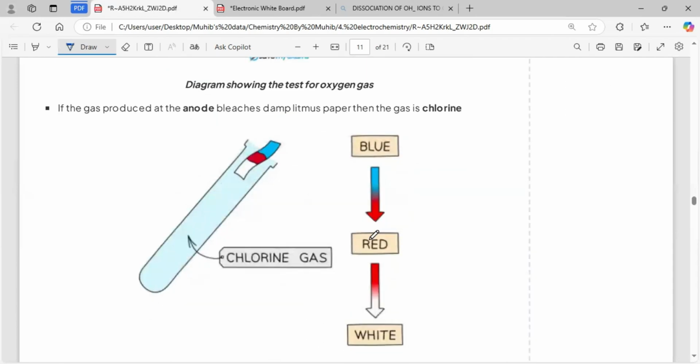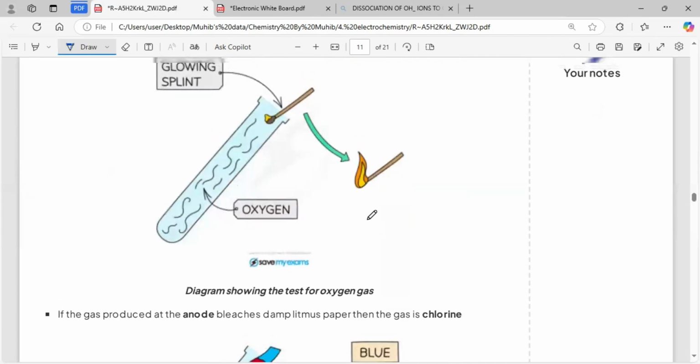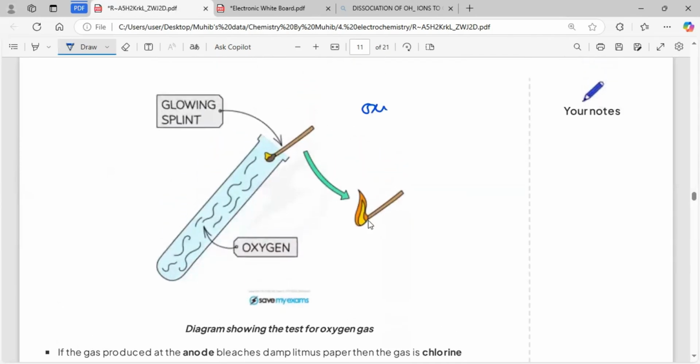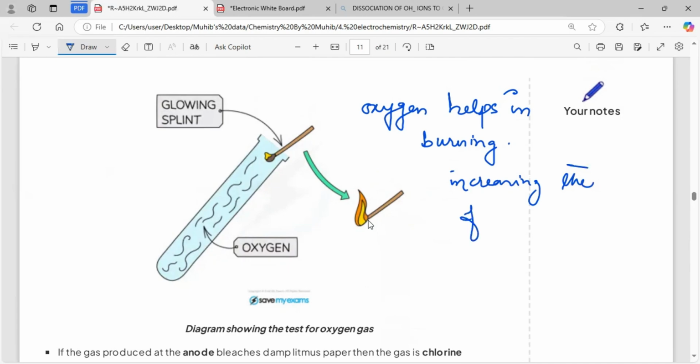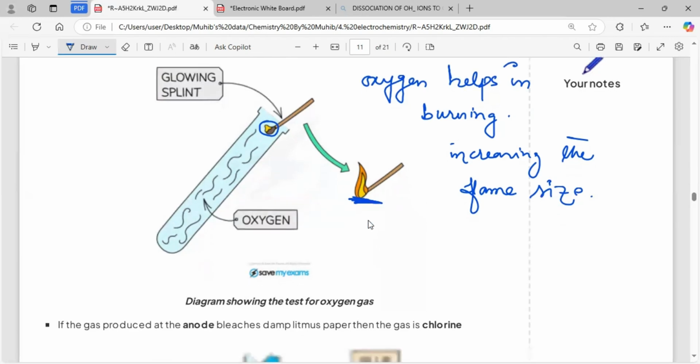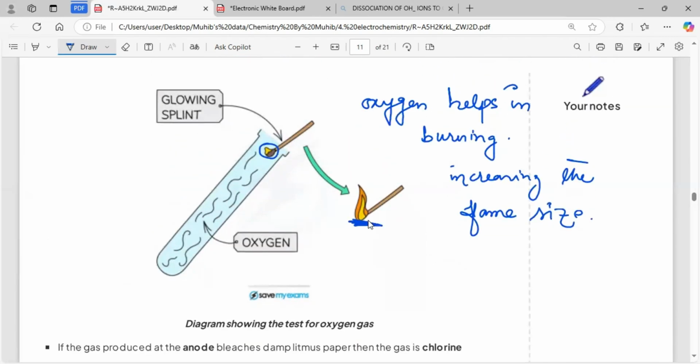Similarly, in order to detect oxygen, remember, oxygen helps in burning. In other words, it helps in increasing the flame size. You will bring the glowing matchstick closer to the side of the unit cell in which oxygen gas is continuously releasing. If you feel that the size of the flame is increasing, then it means it is oxygen. This is the confirmation of oxygen, right? And if it is not, it might be another gas.